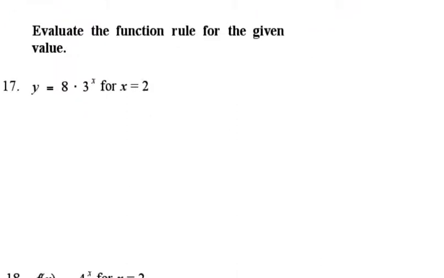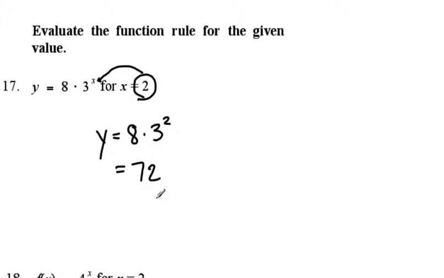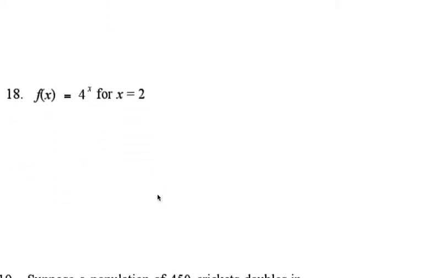All right, now let's take a look at number 17. Evaluate the function rule for the given value. This one is easy. All right, so we have y equals 8 times 3 to the x, where x is 2. So we take this 2, the value of x, and we substitute it in. So now we have y equals 8 times 3 squared. So 8 times 9, which is 72. Easy. All right, number 18, same principle. f of x equals 4 to the x power. So this 2 goes in for the x, and we have 4 squared, which is 16.